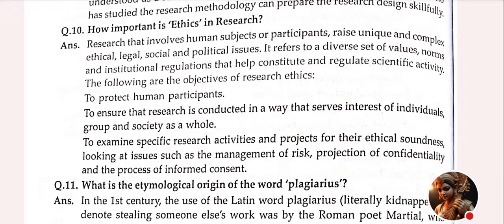The following are the objectives of research ethics: to protect human participants, to ensure that research is conducted in a way that serves the interest of individuals, groups, and society as a whole, to examine specific research activities and projects for their ethical soundness, looking at issues such as the management of risk, protection of confidentiality, and the process of informed consent.